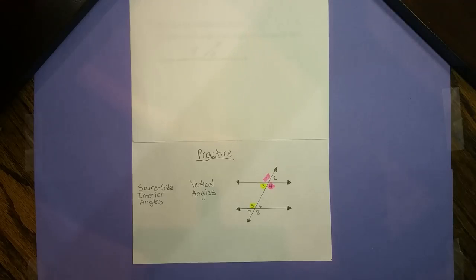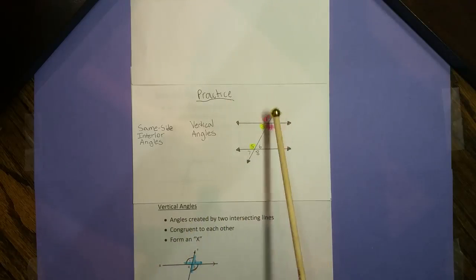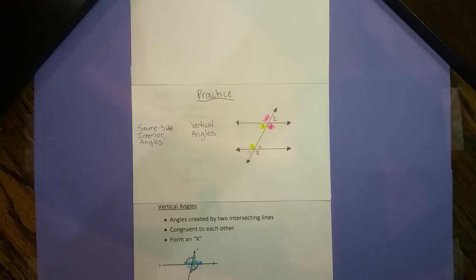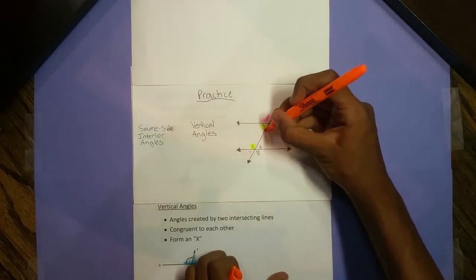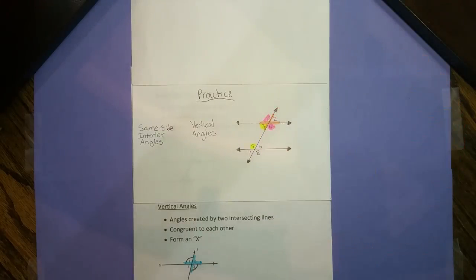Okay, now for the answers. As we look at angles 1 and 4, we know that they are vertical angles because of the properties of vertical angles. Vertical angles are angles created by two intersecting lines, like this line and this line. They are congruent to each other, and they form an X when you outline them. As you can see, they formed an X, so they are vertical angles.